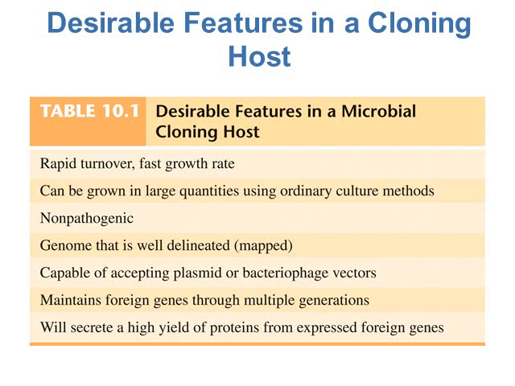And our host has to maintain these foreign genes through multiple generations, so they have to be pretty stable organisms. The cloning host also has to secrete high yields of protein from the expressed foreign genes. A really good cloning host is E. coli. E. coli is a little bit pathogenic, but usually it takes a lot of E. coli to get someone sick. E. coli can go through binary fission every 20 minutes, so it grows very, very quickly. So E. coli is a very good cloning host.